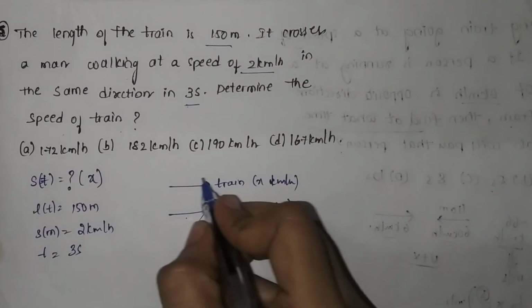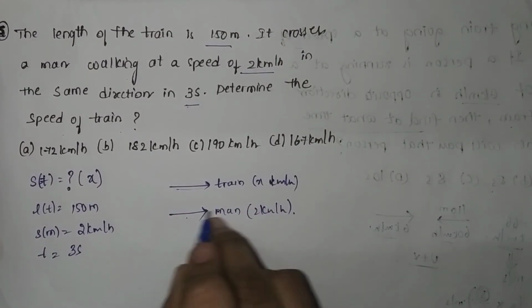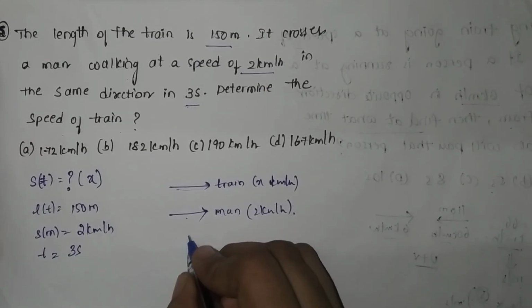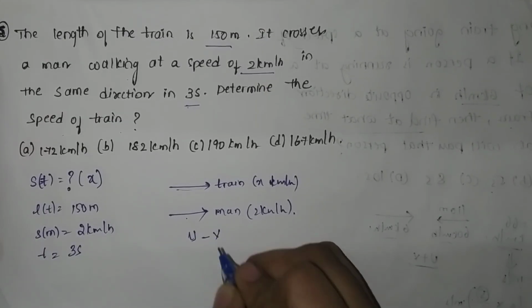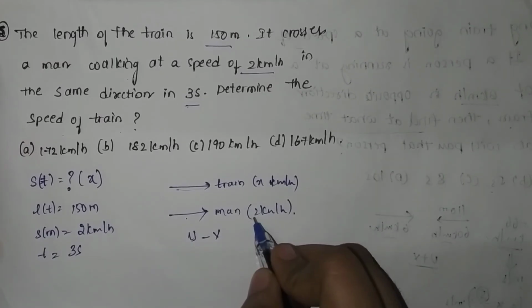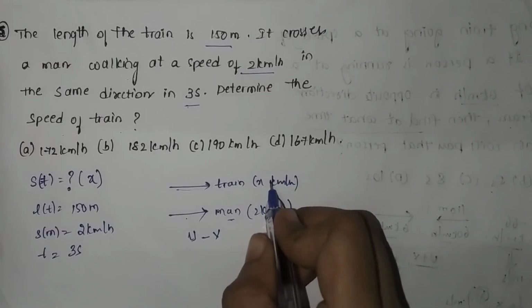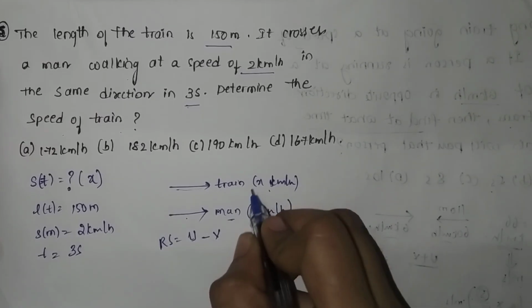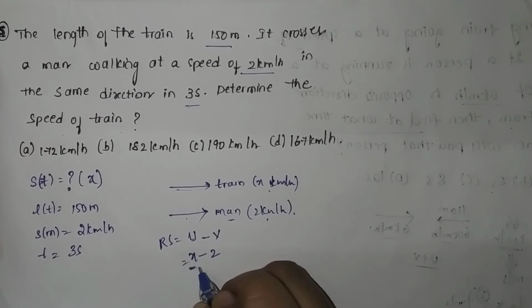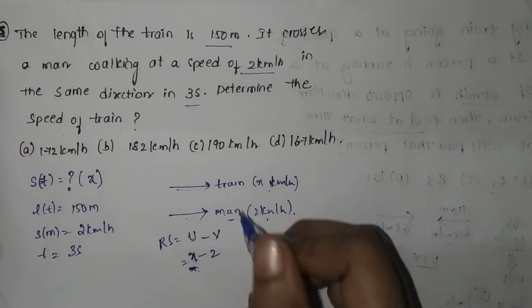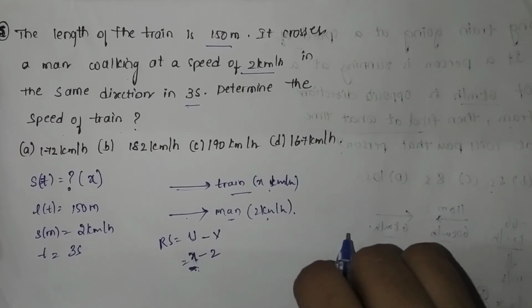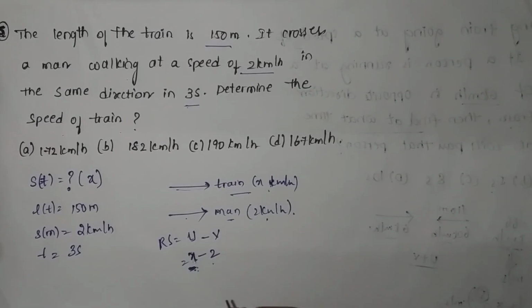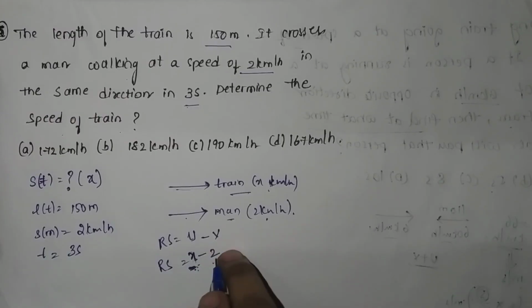Here the train is going in this direction and the man is also going in the same direction. When they are going in the same direction, what is the formula? U minus V. Here the man's speed is 2 km, but we don't know the speed of the train. So x minus 2. We don't know if this will be a big number or small number, so we are indicating it as x. Also, the train will go at a faster speed than the man. So we can take x minus 2. So the relative speed is x minus 2.